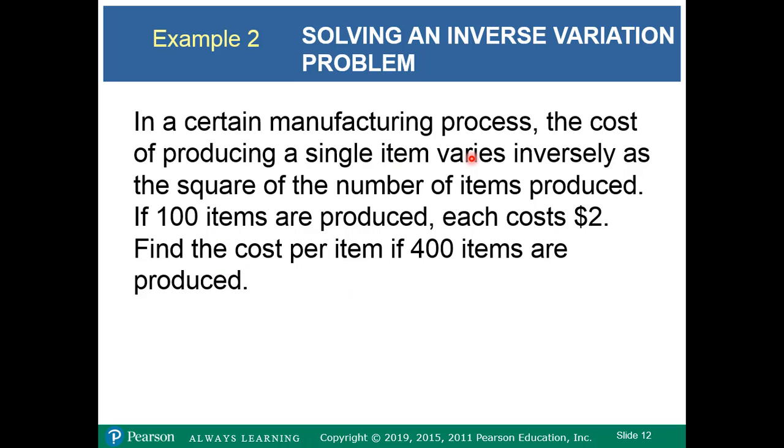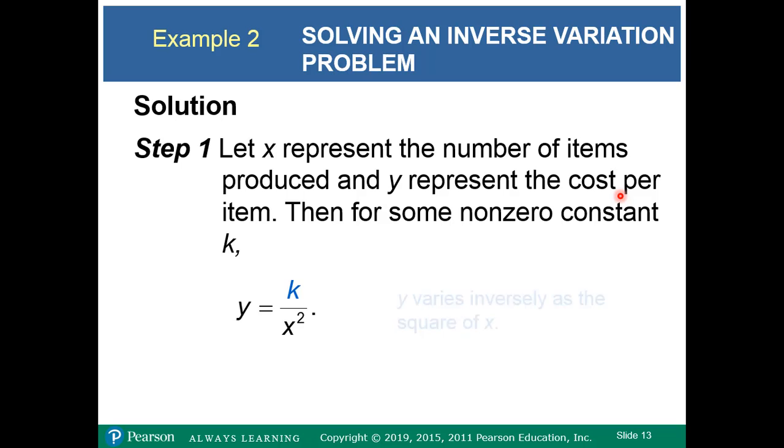So in this case, it says if 100 items are produced, then we are told that each costs $2. So that means x is 100, and y is $2 per item. So again, we're going to use this formula, and now what we're going to do is solve for k. So we know that y is 2, and x is 100.